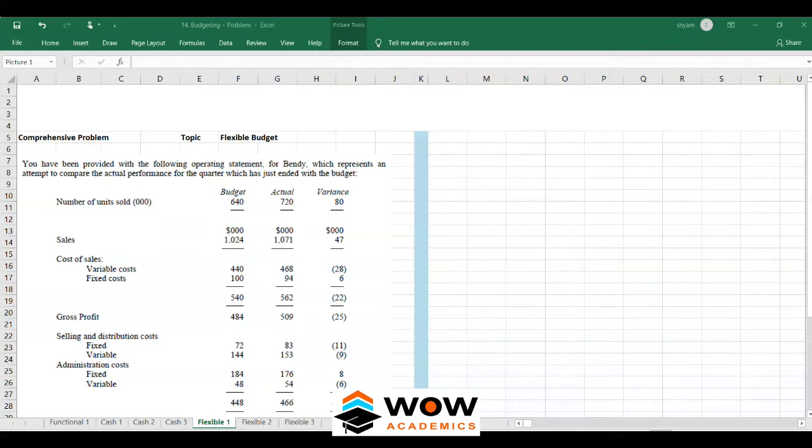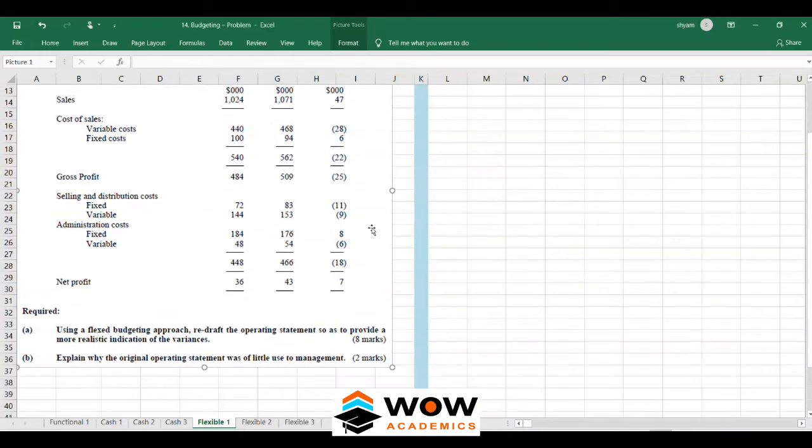So we'll start from this problem. This problem deals with flexible budgeting. We'll read the question required. So the required is, using a flexed budgeting approach, redraft the operating statement so as to provide a more realistic indication of variances. Explain why the original operating statement was of little use to the management.